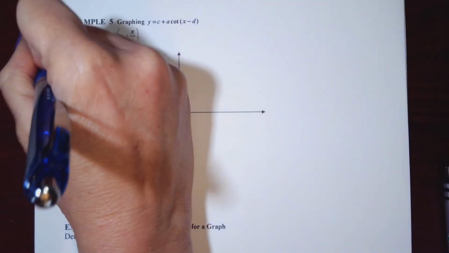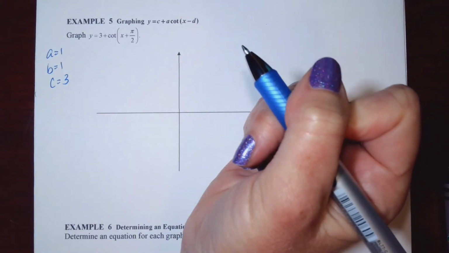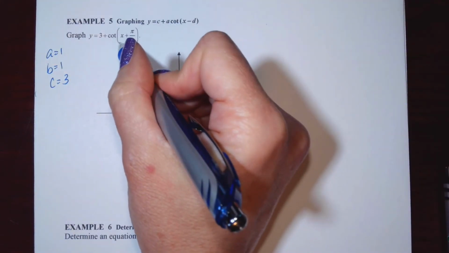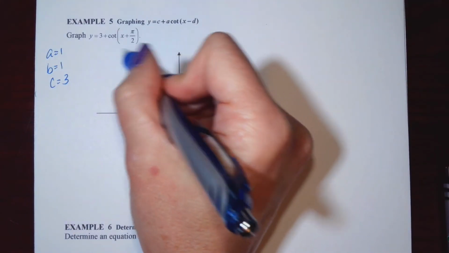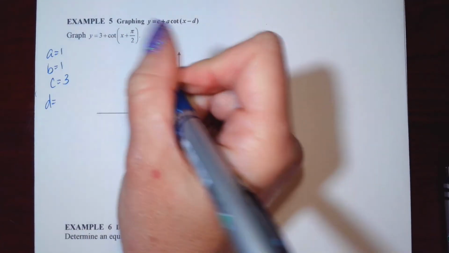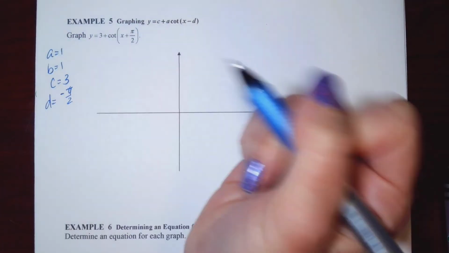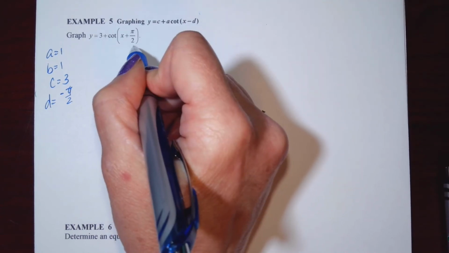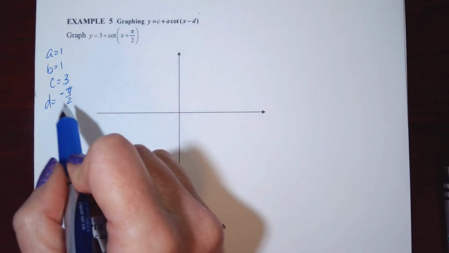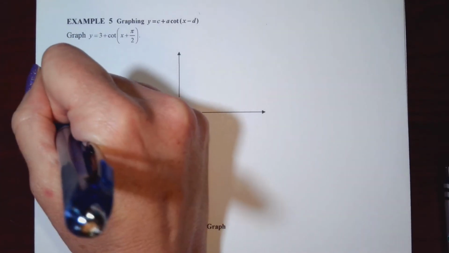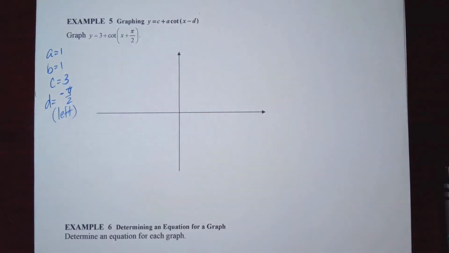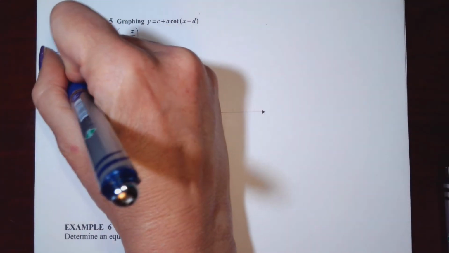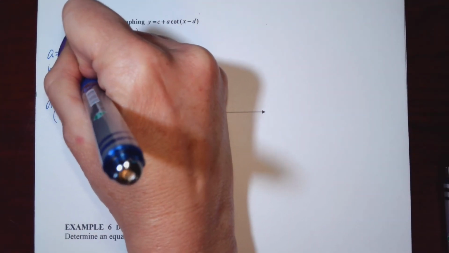All right, A is 1, B is 1, C is 3. What is D? Well, since B is 1, we don't have to factor anything out. D is a negative pi half. Remember that expression starts as x minus D. So since this is x plus pi half, I plugged in a negative pi half. So my phase shift is going back to the left. Make sure that you tell me which direction we're moving.